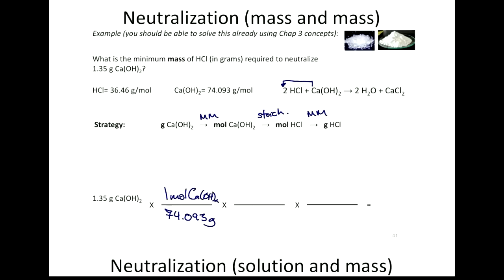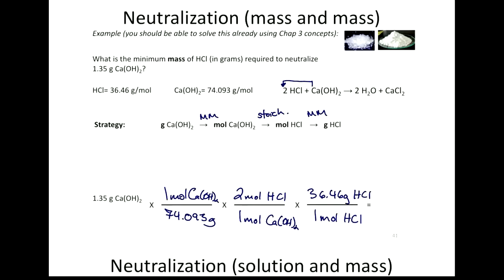All right. Once I'm in moles of calcium hydroxide, I can use stoichiometry. So 1 mole of that base is 2 moles of HCl. This came from the balanced chemical equation. Now I'm in moles of HCl, and now I can get to grams of HCl using the molar mass of HCl. So 1 mole of HCl is 36.46 grams of HCl. All right, this is chapter 3 stuff.